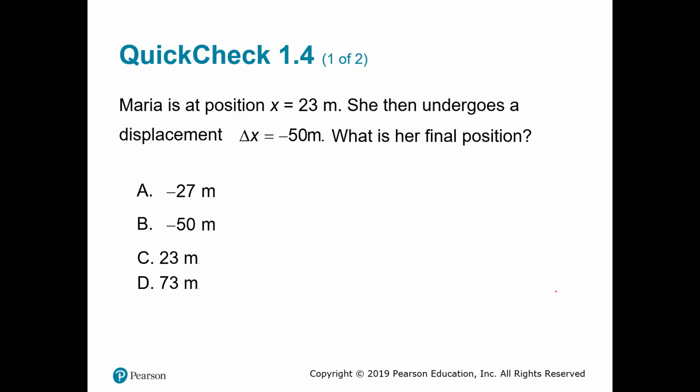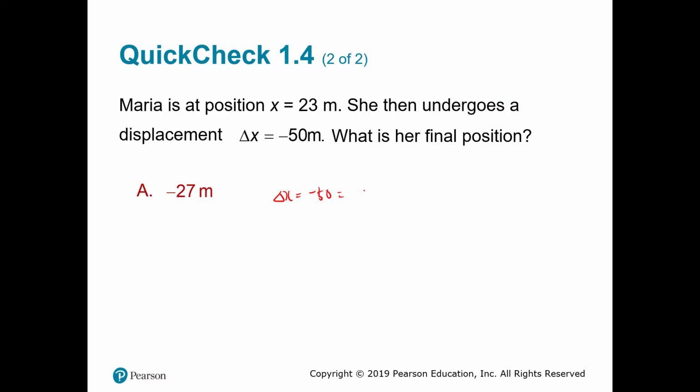And then a quick check again. Maria has a position of 23. Then she undergoes a displacement delta x of minus 50. What is her final position? Pause and choose the answer. So the answer is A, minus 28. Now it's a little bit difficult, but you now know delta x is minus 50, which is what?